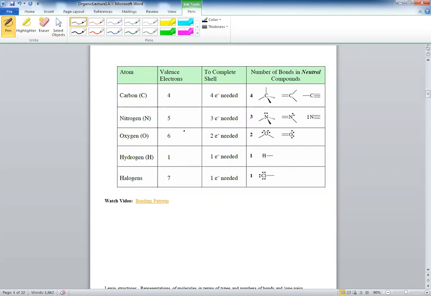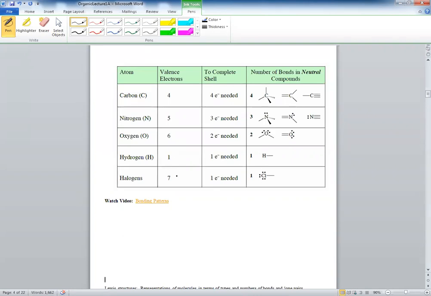For nitrogen, if it has 5, then it needs 3 more to complete the shell, and that would result in 3 bonds and, of course, an electron pair. Oxygen has 6, so it needs 2 more in order for it to form an octet. So if you notice here, if you count them, you have 8 in total. Each of these lines means 2 electrons.